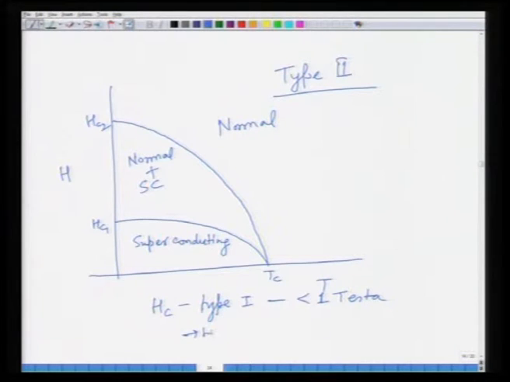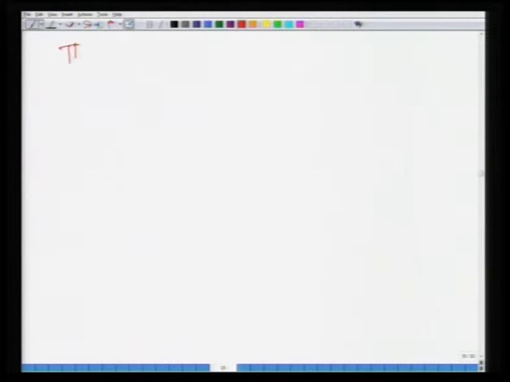And for type 2, since they have this region where normal and superconducting phases can exist, the fields can be as high as 40 to 50 Tesla. So this is the advantage with type 2 superconductors, that you can hold the superconductivity, at least some superconductivity, up to very high fields, and this is very important from the application point of view. Now we come to what is called the theory of superconductivity.